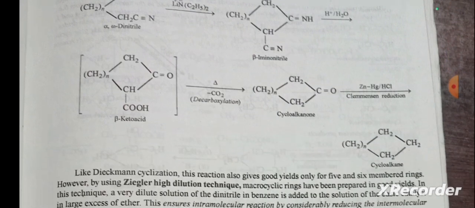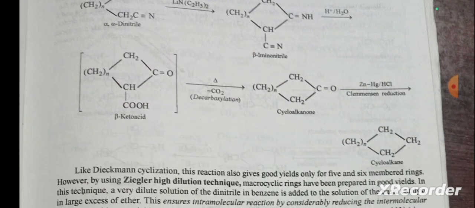For example, the alpha, gamma dinitrile in the presence of lithium N(C2H5)2 gives the beta-aminonitrile. Then in the presence of H+/H2O, the beta-aminonitrile converts into beta-keto acid, and the keto acid on heating converts into the cycloketone, and in the presence of Clemmensen reduction this is converted into cycloalkane.